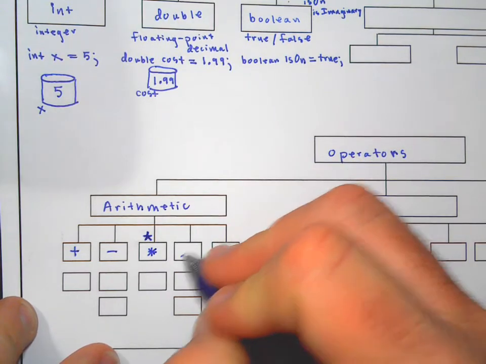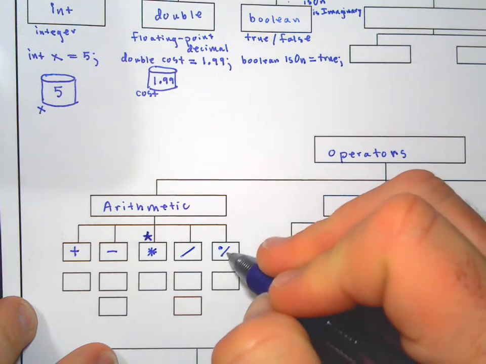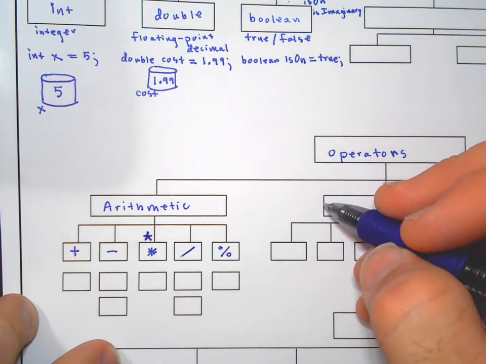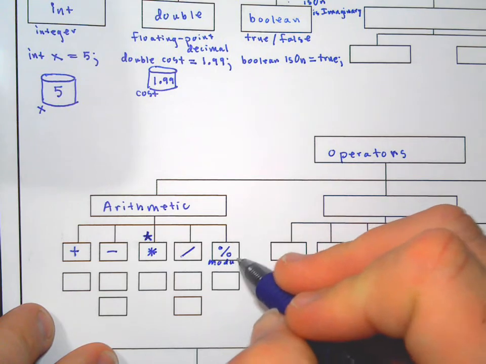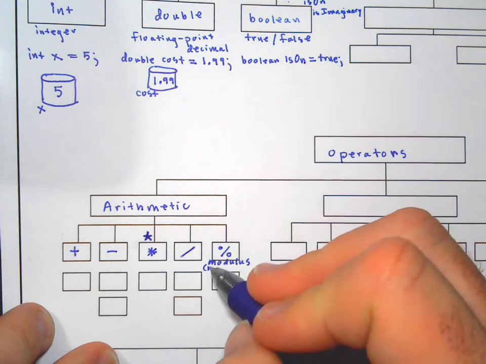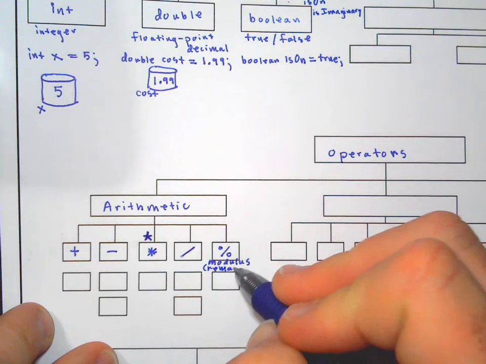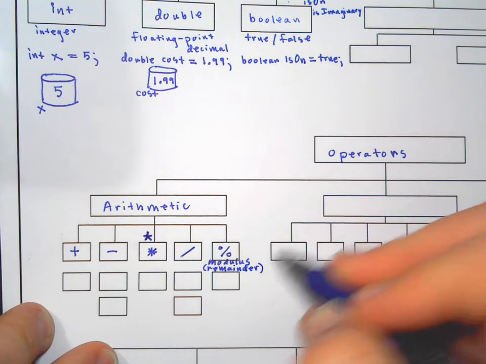You can divide with the slash like a fraction. The percent symbol does not find the percent. It's called the modulus operator, and what it does is it gives you the remainder of a division, which we've found can be helpful for certain things.